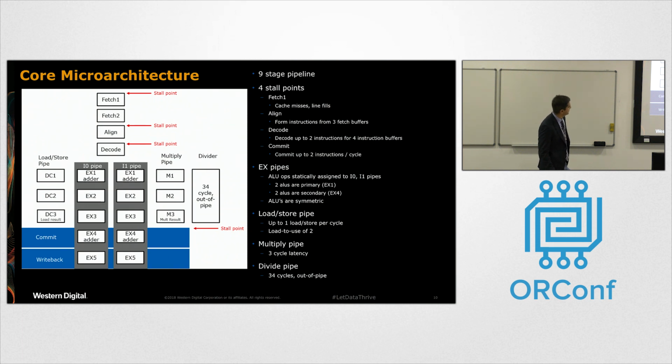And after we decode, we have 2 pipes. Ergo, it's a super-scalar core. As you progress through the pipes, we have 4 ALU engines that are located at EX1 and EX4 in both the I0 and I1 pipe. And then we have a single load store pipe. We have a 2 cycle latency multiply and a 34 cycle out of pipe divider. Everything here is synthesized, there's no custom.